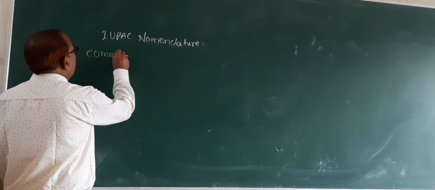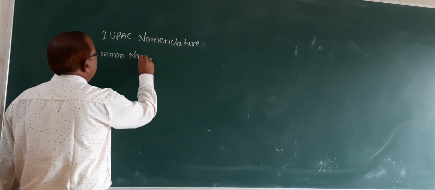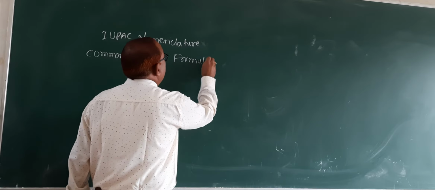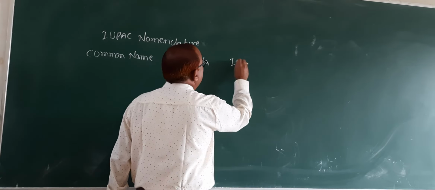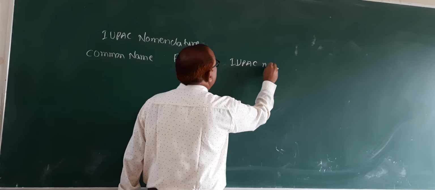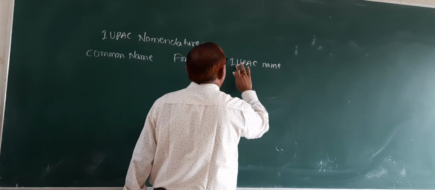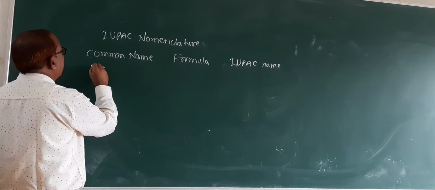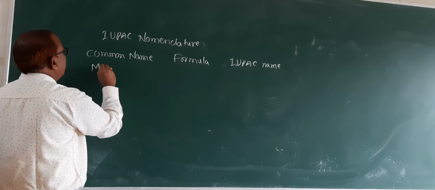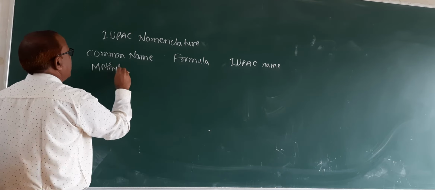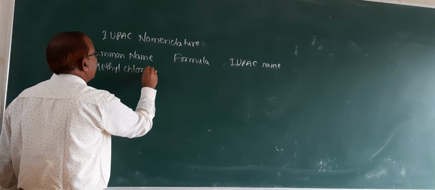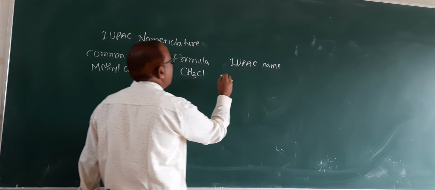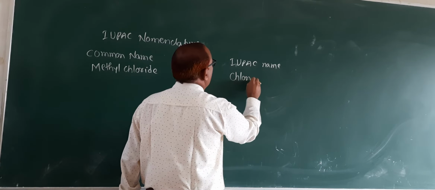Let us take the common name in the first column, its formula in the second column, and its IUPAC name in the third column. The simplest compound in the haloalkane is methyl chloride. Methyl chloride is a common name having the formula CH3Cl. Its name must be chloromethane.